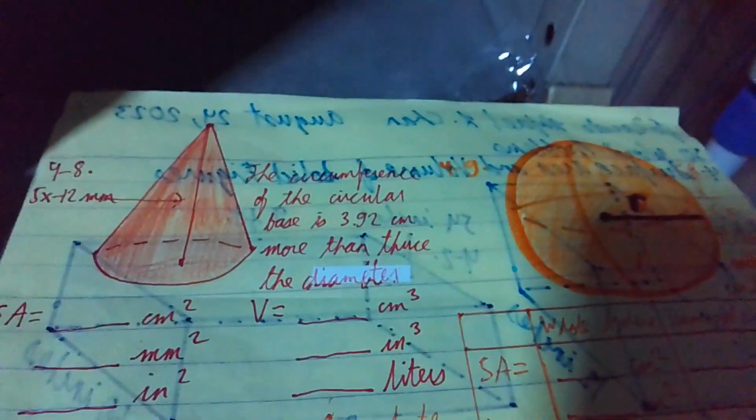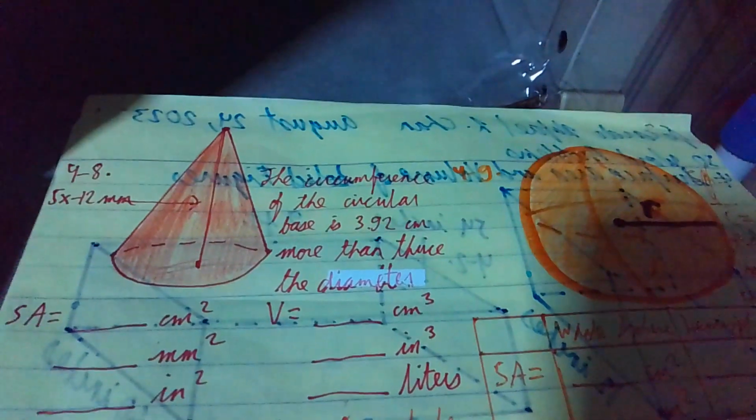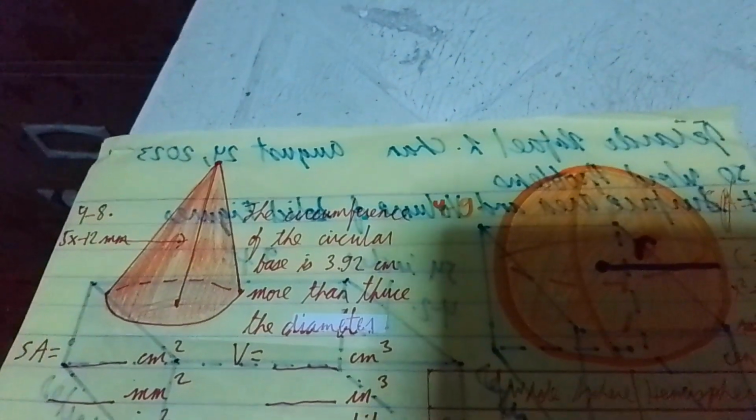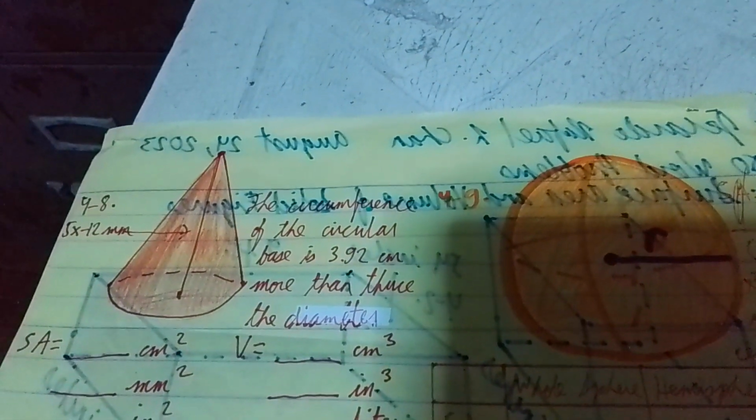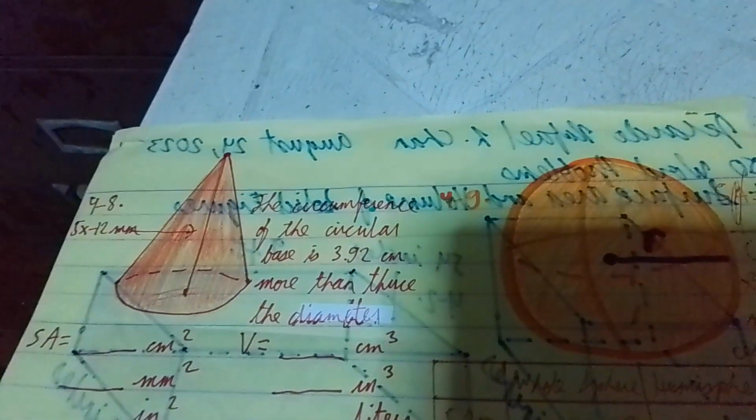So ganito kasi yung mangyayari. First, we need to do the algebra first. Here's how we're gonna do it. So to give you the circumference of a circle, it's always pi times diameter. So pi times diameter is equivalent to the circumference of a circle. But it says in the problem, the circumference of the circular base is 3.92 centimeters, more than thrice the diameter, the measure of the diameter. Remember, pi times d is equivalent to the circumference. So the circumference is this.